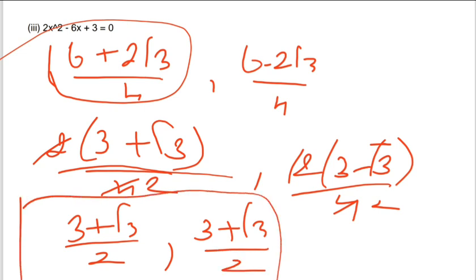So if the condition D is greater than 0, we will be using minus b plus or minus root D by 2a. If D is equal to 0, it means minus b by 2a and minus b by 2a. If D is less than 0, there is no real root, so there is no formula for that. So let's go to the second question.